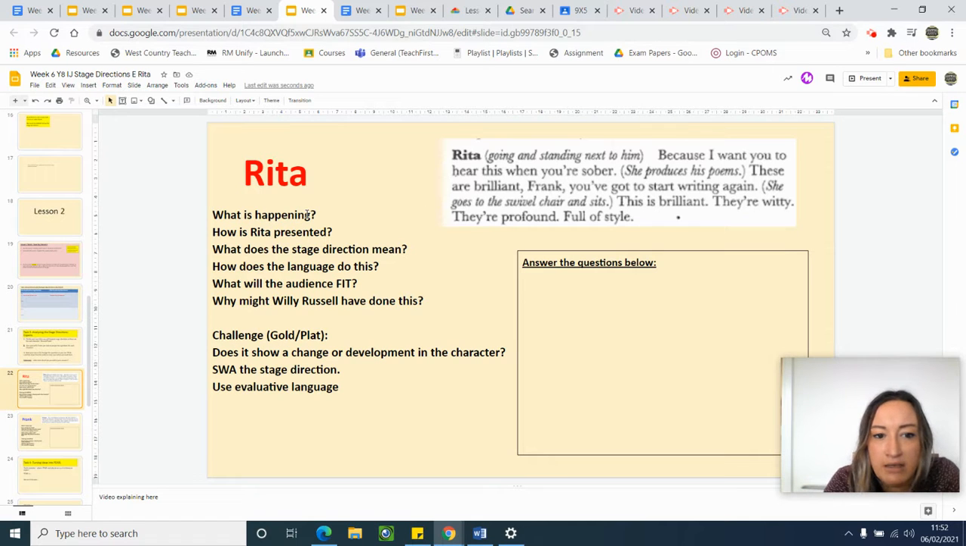So what is happening? How is Rita presented? So what inferences do you get about her? What is she actually talking about? And what can you work out about her? What does the stage direction mean? Or do the stage directions mean? There's actually 3 here.